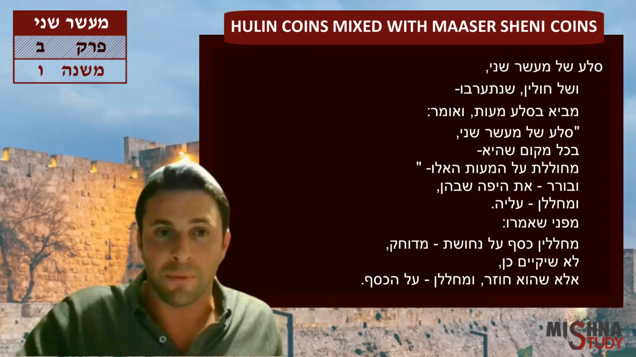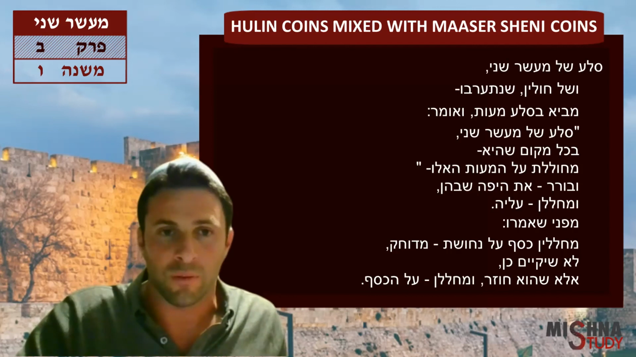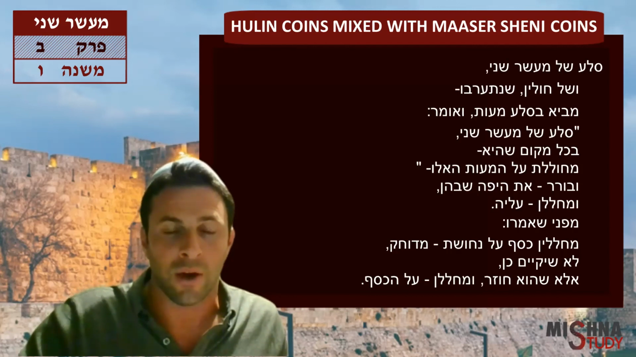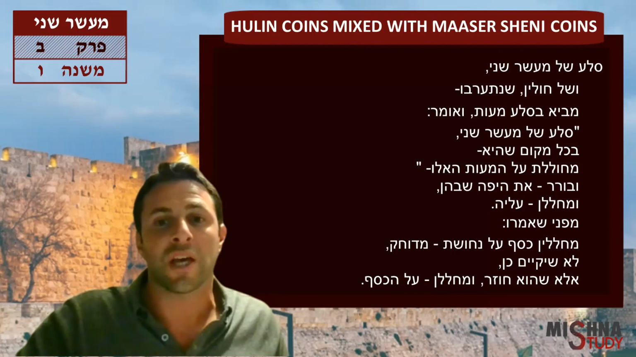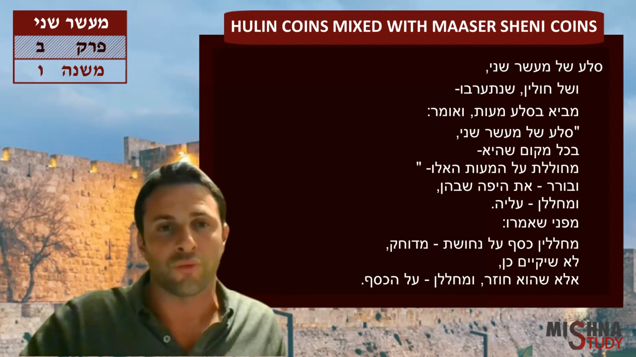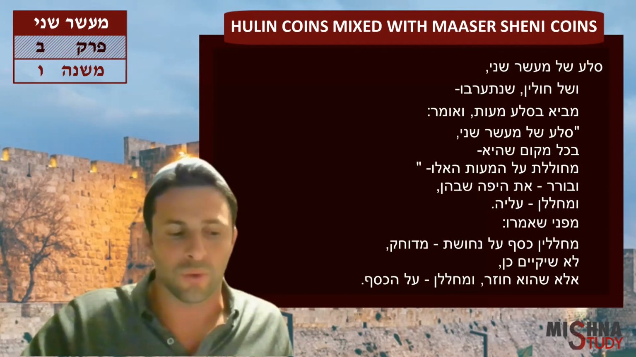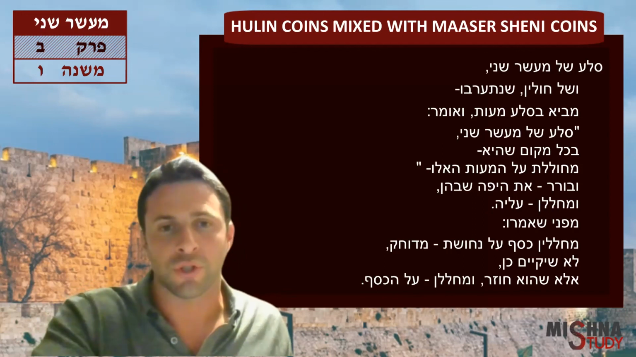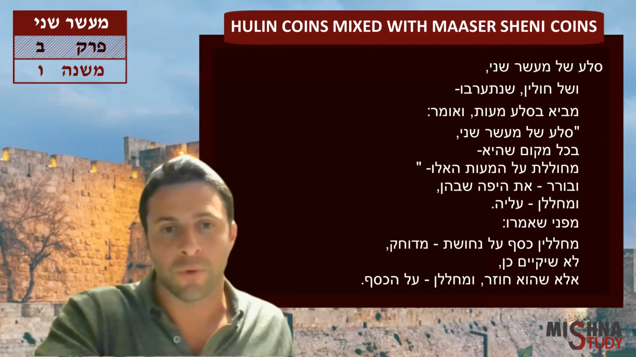Lo sheyikayem ken, not because you want it to last that way, because you want the Maaser Sheni to be on copper coins. Ela shu hozer u'halelan ala kesef. Rather, you're going to retransfer the kedusha back onto the silver. And that's the law of our Mishnah, and it really sums up what we mentioned in the beginning.